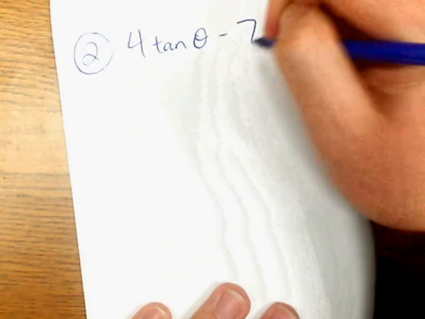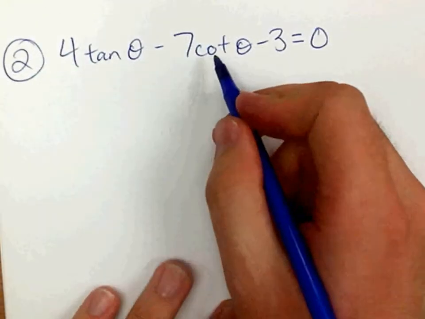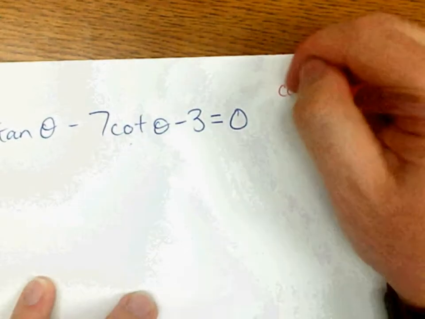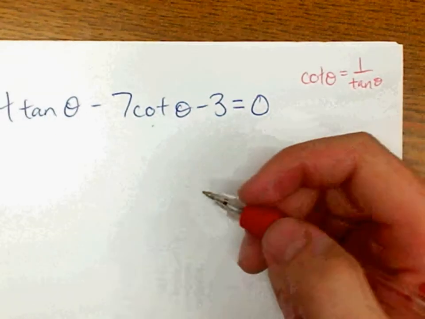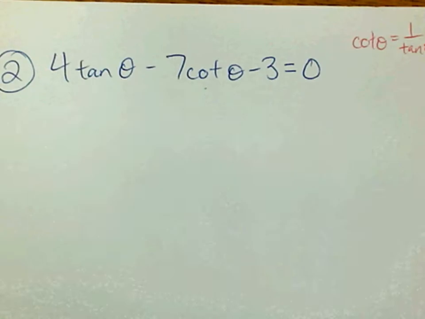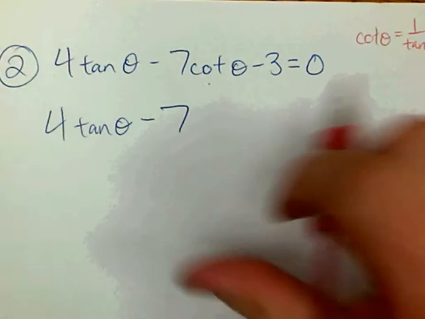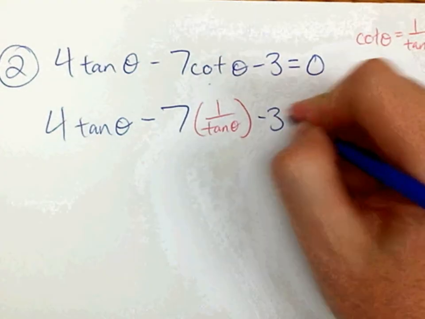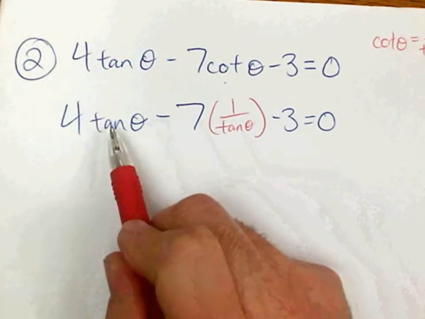So problem 2 was 4 tangent theta minus 7 cotangent theta minus 3 equals 0. I want cotangent to be tangent, and we know cotangent is equal to 1 over tangent. That is one identity that it has. That's the most useful one for this problem. So let's rewrite this. 4 tangent theta minus 7 times 1 over tangent theta minus 3 equals 0. To get rid of that fraction, I need to distribute the denominator to every term.